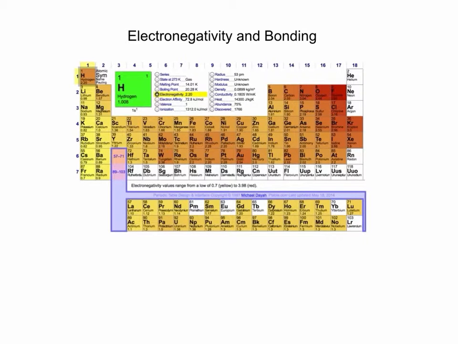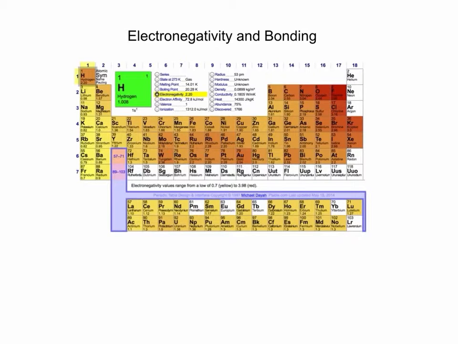Why do different types of elements form different types of bonds? Well, this can be answered by looking at electronegativities. If we look at ionic compounds, ionic compounds consist of a metal and a nonmetal. If you look at the difference in electronegativity, yellow being low electronegativity and red being high electronegativity, you can see that the electronegativity difference is very, very big.